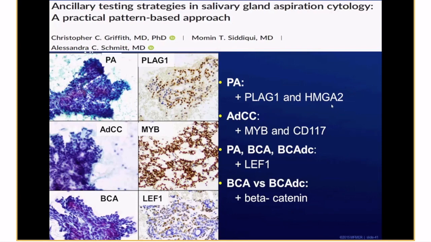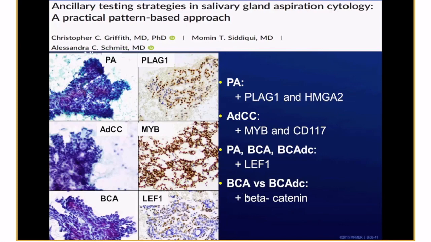HMGH2 is only positive in about 20% of PAs. Adenoid cystic is usually strongly diffusely positive for MYB, but MYB can be faintly positive in other basaloid neoplasms. CD117 is usually strongly positive in adenoid cystic carcinoma, but also positive in other lesions. LEF1 is usually negative in adenoid cystic and can be positive in PA, basal cell adenoma, and basal cell adenocarcinoma, but not in a very high percentage of cases.